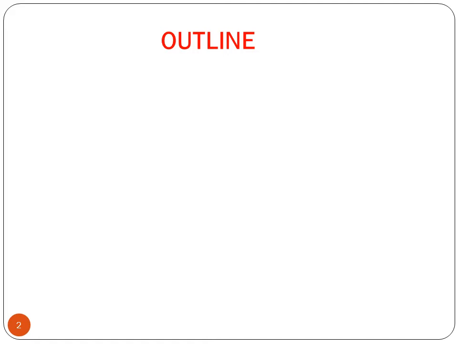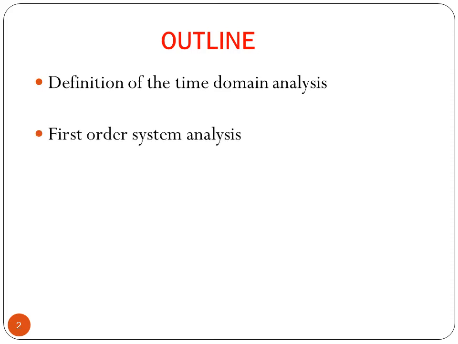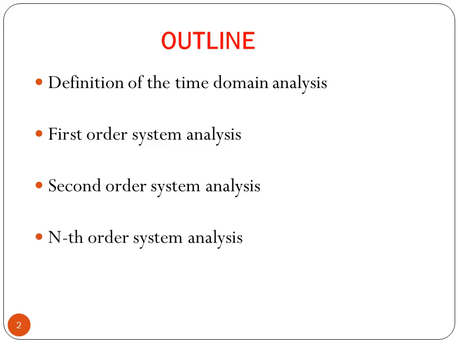Thus, the outline of this presentation will be as follows. First, we will define the time domain analysis. Then we will go into the main two parts of the time domain systems, the first order systems and the second order systems. In the second order system, we will show mainly the system characteristics, the response characteristics for a step input, graphically and analytically. And then we will show analysis for any type of systems of order n. And at the end, we will show how to calculate the error for the step input.